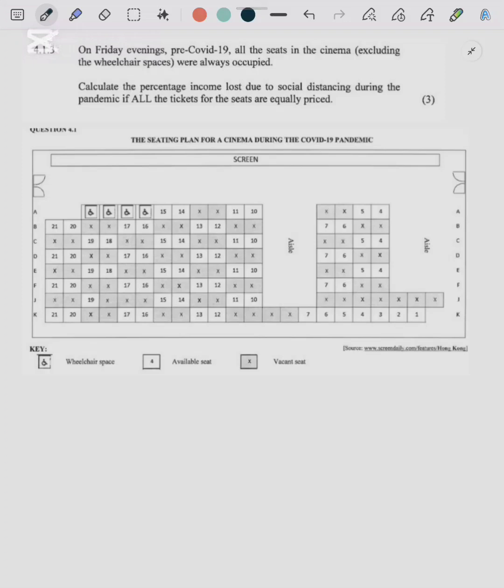So if you go and count all of your vacant seats, and they're all these 0s, all these X's right there, you're going to get to a total of 66. So we have 66 vacant seats. We know from our previous question we have 130 seats altogether in our cinema, excluding our wheelchair seats. And then we want a percentage.